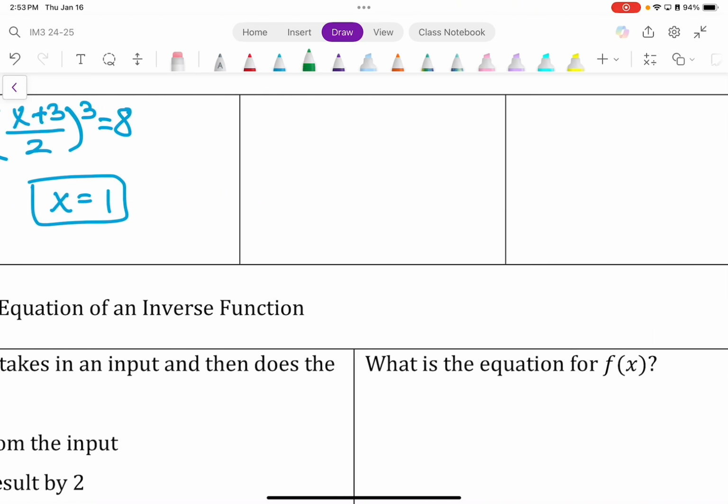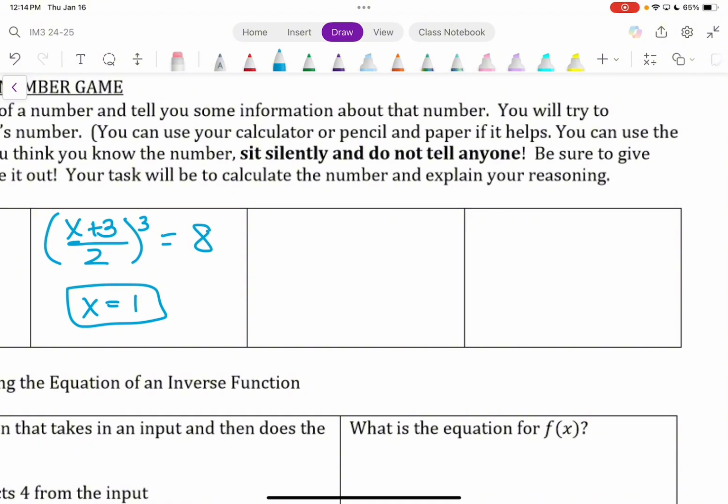Here is the next one. Listen closely. It's a big number. I'm thinking of a number that when you subtract 1, divide by 3, take the cube root, you get 3. Okay? I'm going to say that again. I am thinking of a number that when you subtract 1, divide by 3, take the cube root, you get 3. So take some time to think about it. Do not say the answer.